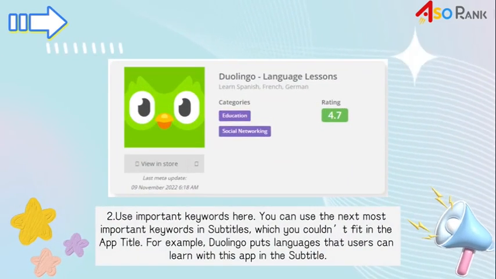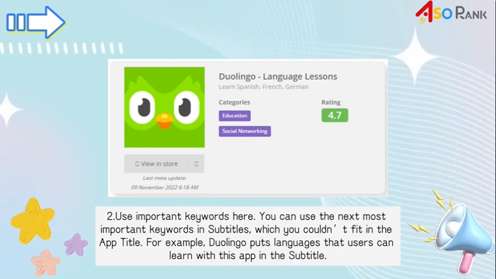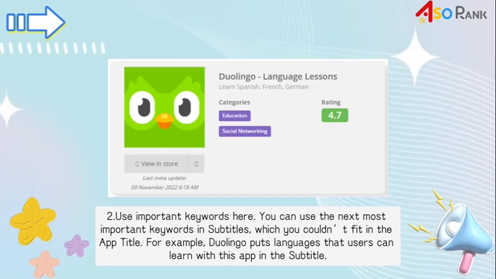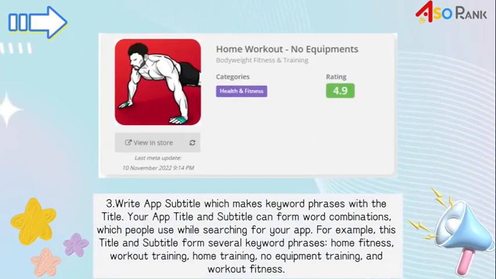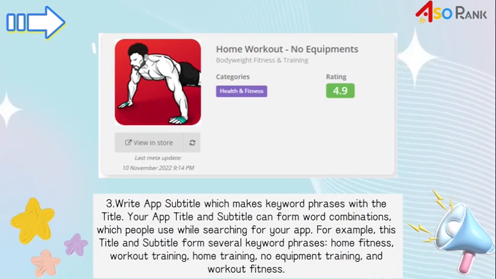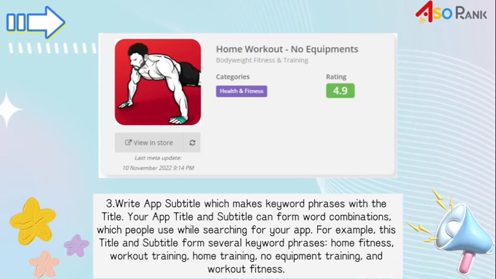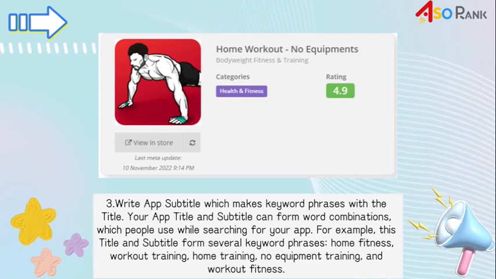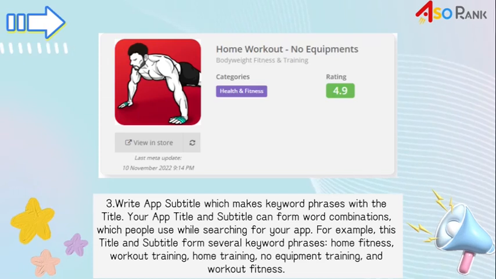Use important keywords here. You can use the next most important keywords in subtitles, which you couldn't fit in the app title. For example, Duolingo puts languages that users can learn with this app in the subtitle. 3. Write an app subtitle which makes keyword phrases with the title. Your app title and subtitle can form word combinations which people use while searching for your app. For example, this title and subtitle form several keyword phrases: home fitness, workout training, home training, no equipment training, and workout fitness.